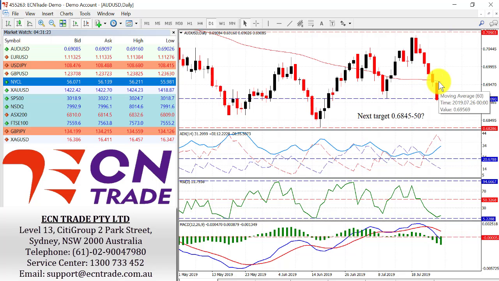Also note, as you can see from the cut of the 60-day moving average, we have quite a large candle. So no doubt some of the bigger players out there have started offloading some Aussie positions, maybe from the long side, and holding long US assets instead.